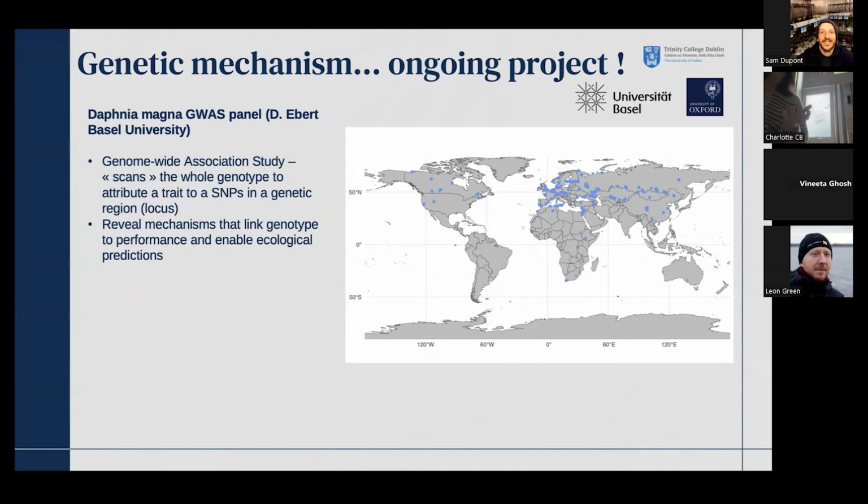What I'll be doing is using that GWAS approach, which is genome-wide association study, which basically scans the whole genotype to attribute a trait or a phenotype to a SNP or a genetic region. So it reveals a region or SNP, and it reveals a mechanism that can link that genotype to a performance to eventually enable ecological predictions.